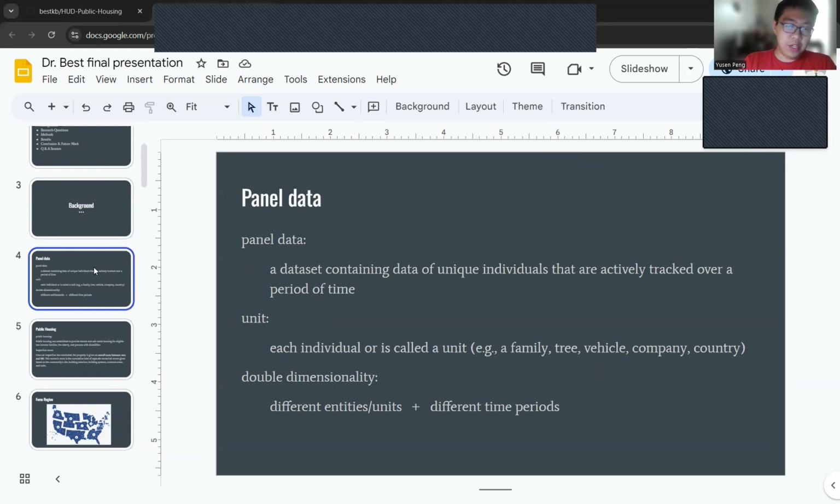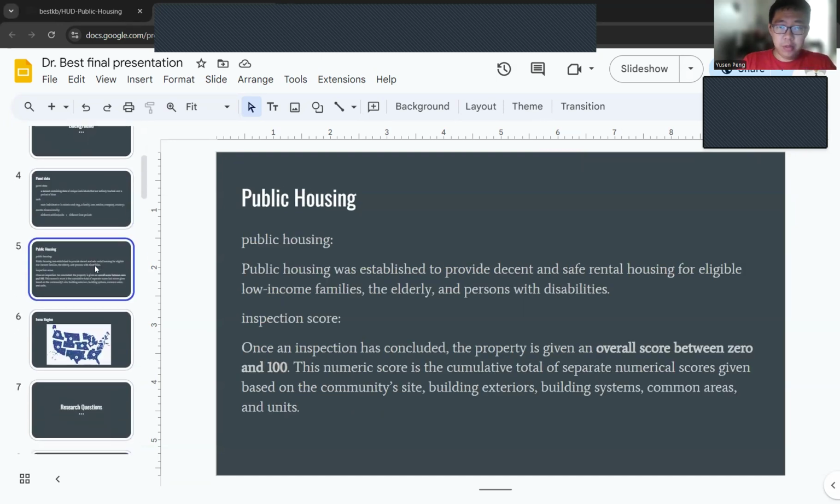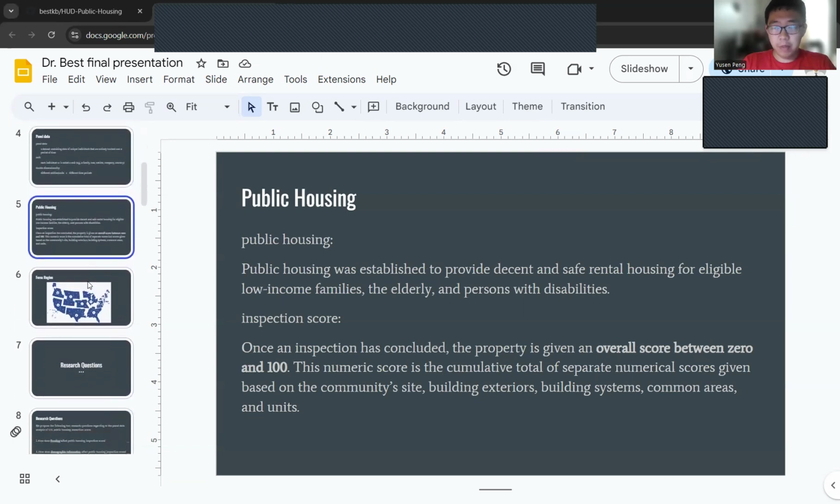Each individual is called a unit, and it has double dimension. We can compare different time periods, but in another dimension, we can also compare different entities. In this case, we can compare different states in the United States or different regions in the United States. Public housing's goal is to provide decent and safe rental housing for low income families, the elderly, and persons with disabilities.